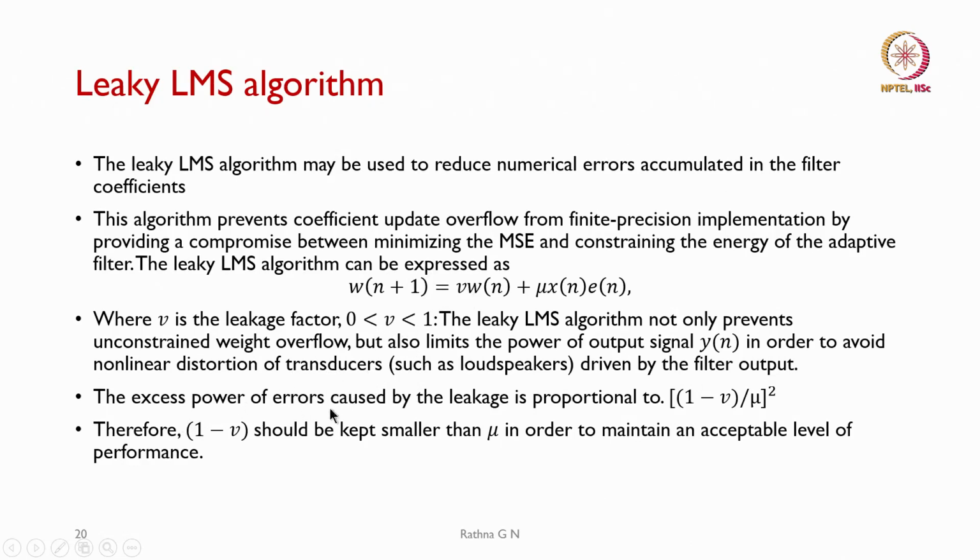The excess power of errors caused by the leakage is proportional to (1 minus v) whole divided by mu, to the power square. So, 1 minus v should be kept smaller than mu in order to maintain an acceptable level of performance.